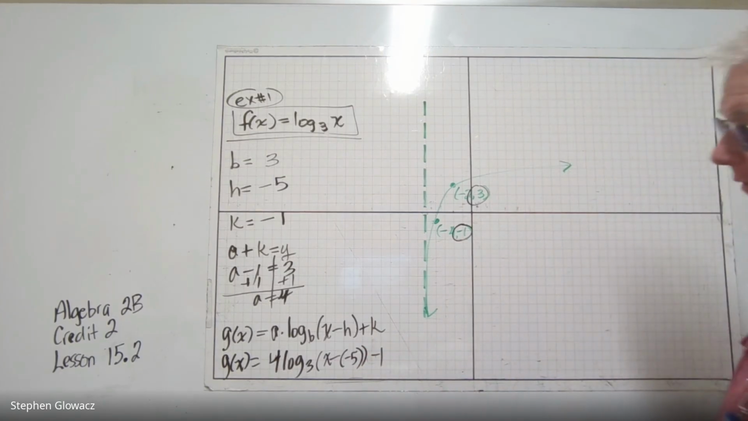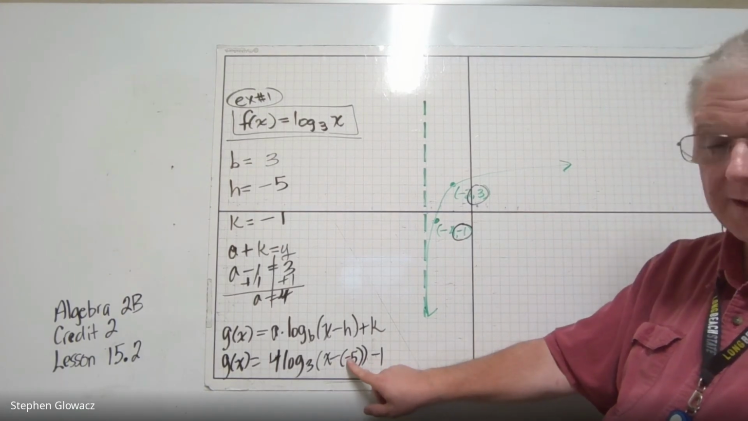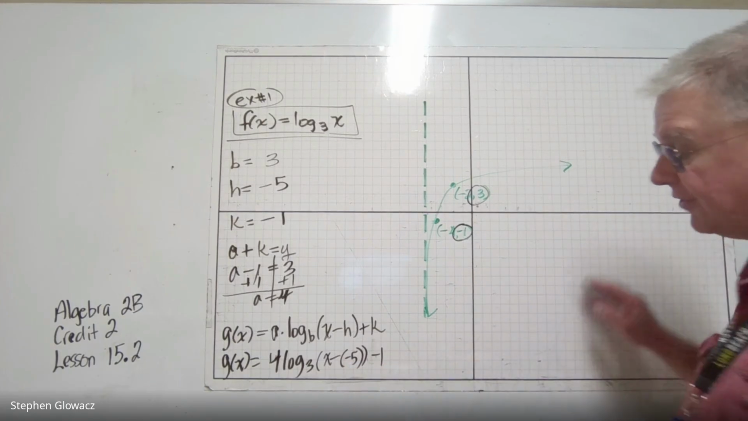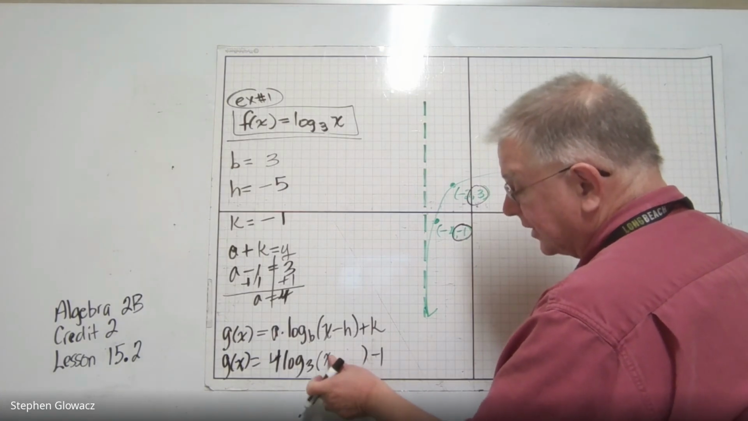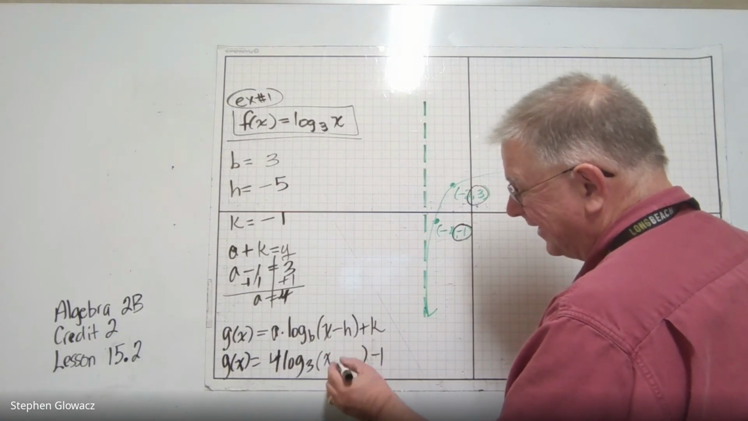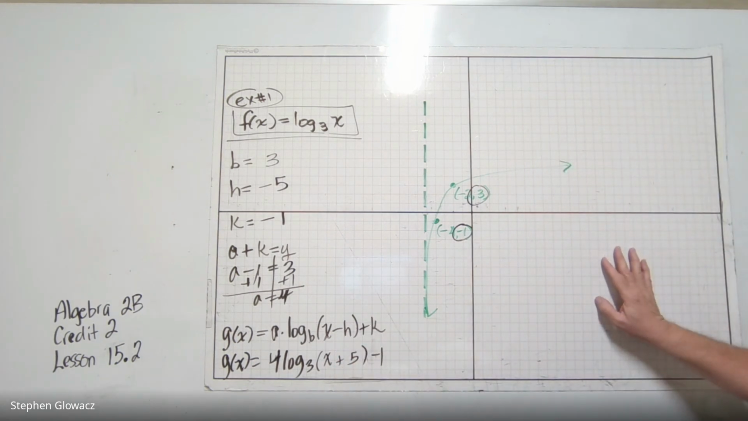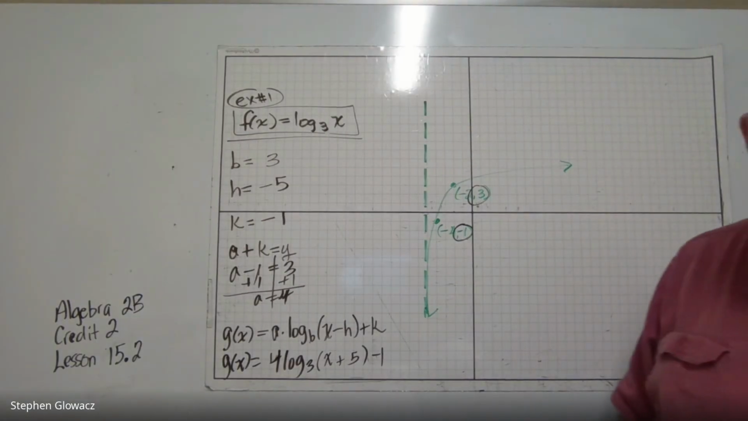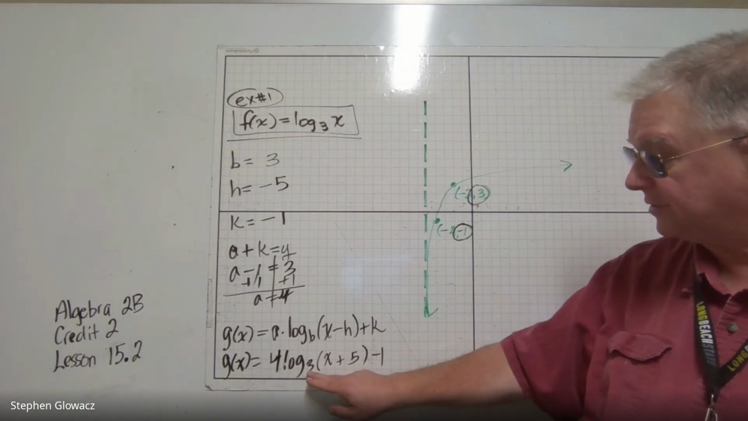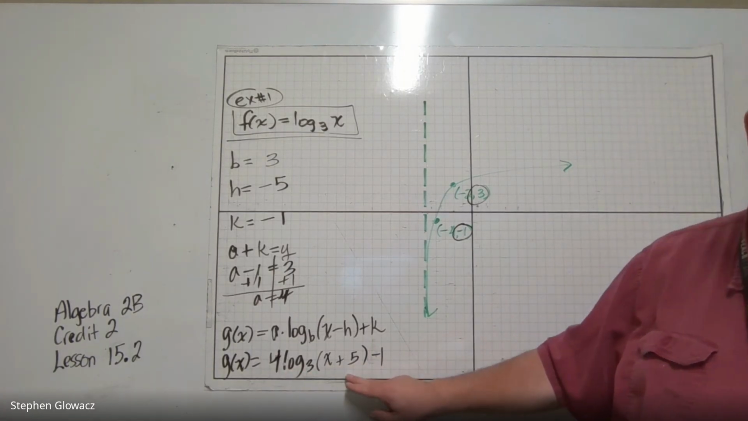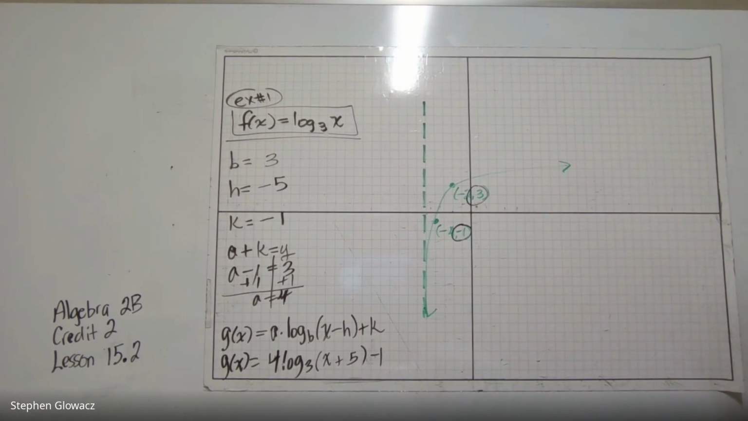Now, the only thing we can simplify here and clean up a little bit is this minus. Subtracting a negative does become a positive, and so through the magic of a dry erase pen, we will just erase that. That minus becomes a plus, and our final answer, g of x equals 4 times the base 3 log of x plus 5 minus 1. All right, so that's our example for number 1.